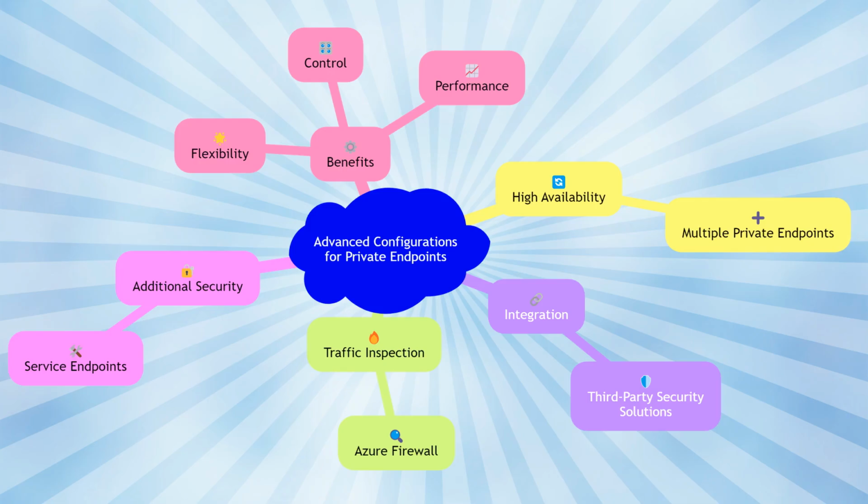Advanced configurations for private endpoints include setting up multiple private endpoints for high availability, using Azure Firewall to inspect traffic to and from private endpoints, and integrating with third-party security solutions. You can also configure service endpoints alongside private endpoints for additional security layers. These advanced configurations provide greater flexibility and control over your network architecture, allowing you to tailor your setup to meet specific security and performance requirements.